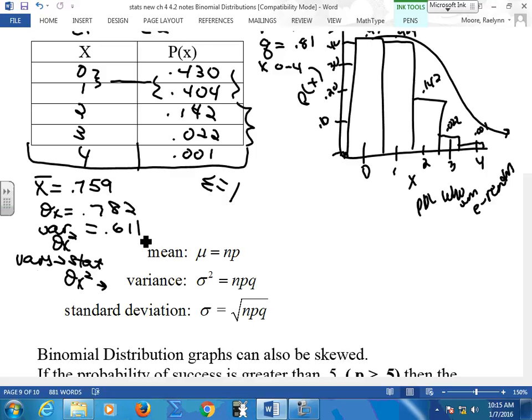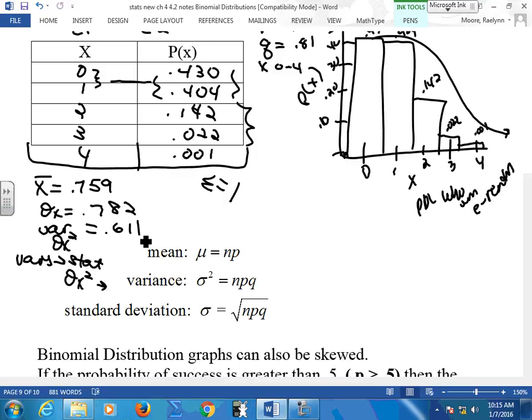Now, this works great when we have a table that has this amount of numbers. Even 8's not bad, 10's not bad. I can enter them in my calculator. But when I get larger numbers and I want to find the mean of, say, if I ask 100 people and I want to know what the average is, what they're going to say, I certainly don't want to make a table for 100, right?